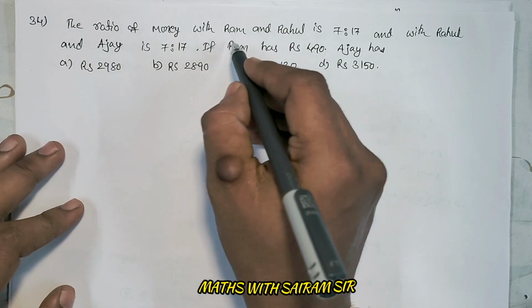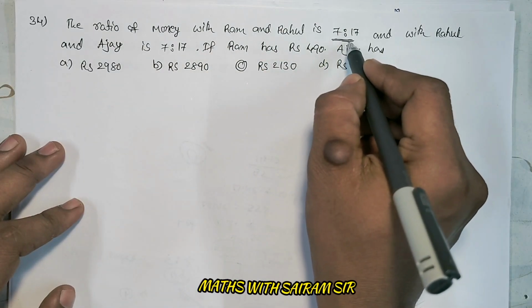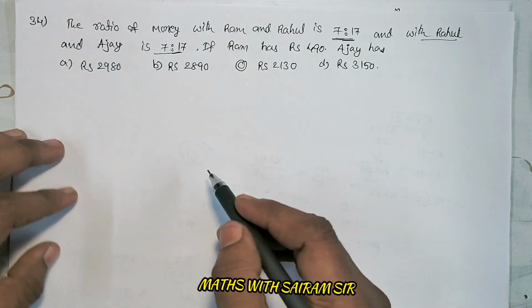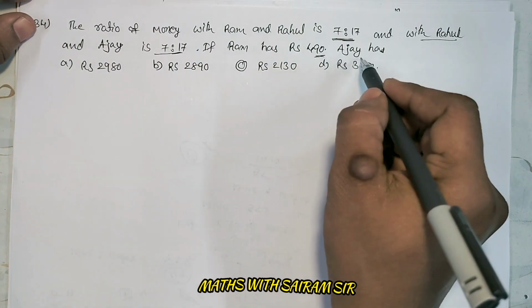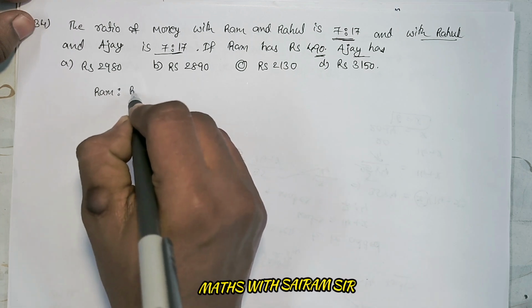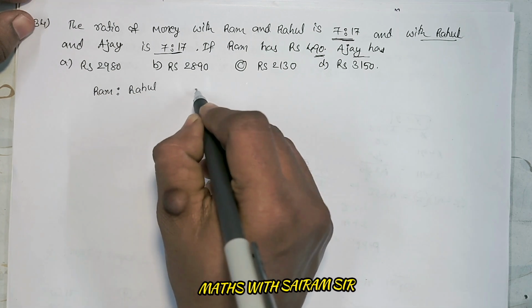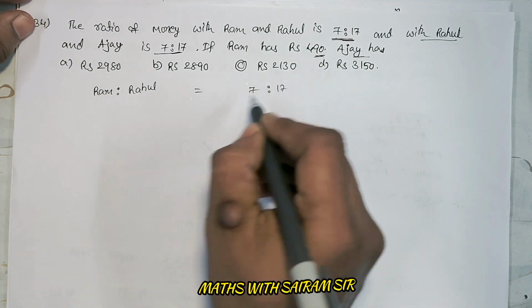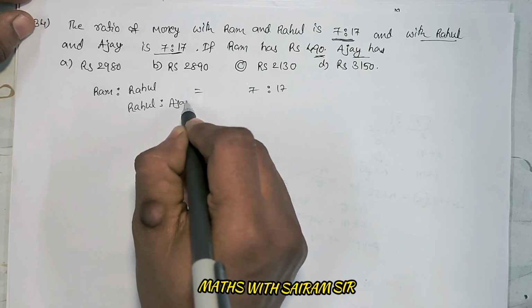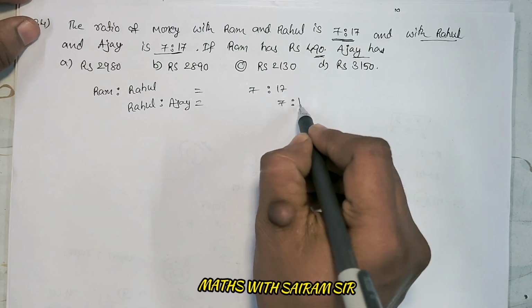The ratio of money with Ram and Rahul is given as 7:17, and with Rahul and Ajay is given as 7:17. If Ram has 490 rupees, then Ajay has. Okay, firstly, what we have is that the ratio of money with Ram and Rahul is 7:17, and Rahul to Ajay is again 7:17.